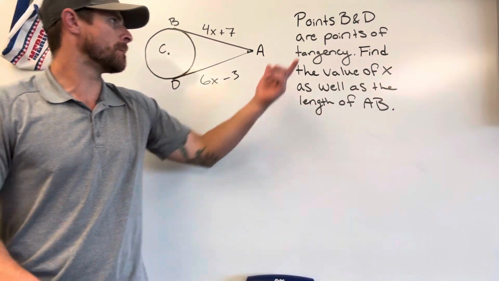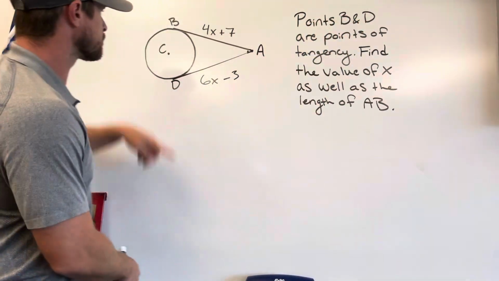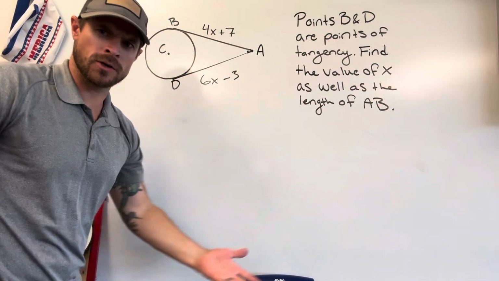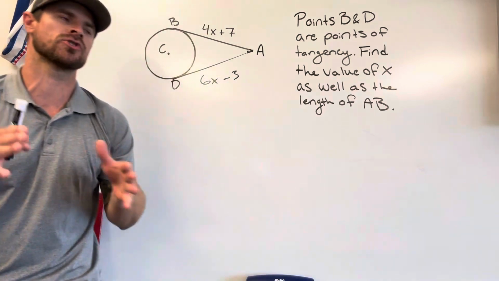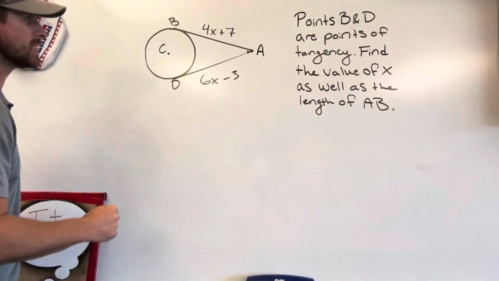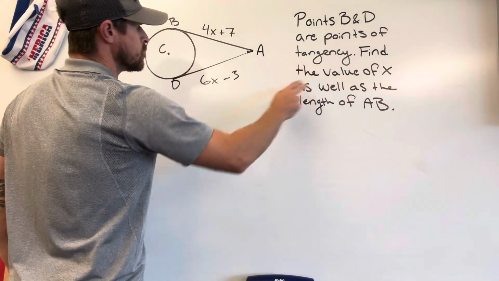Okay, in this problem, points B and D are points of tangency. What do we know about that? That means that they're only going to hit the edge of the circle once, right? Boom, touches and goes. Never hits again. All right, find the value of x.